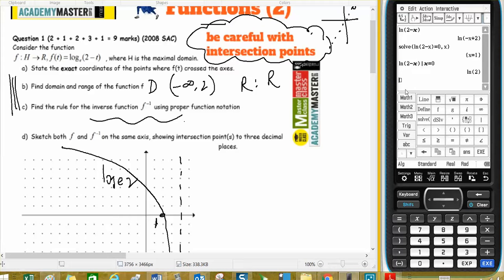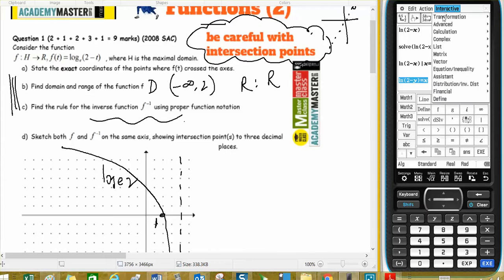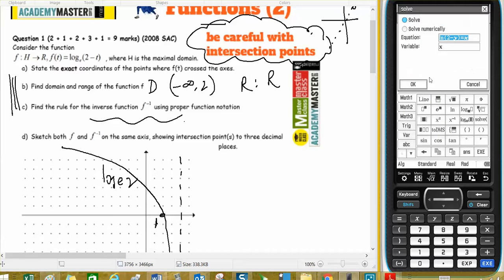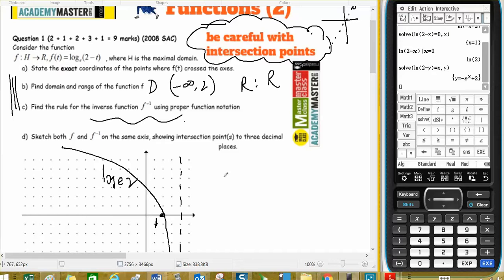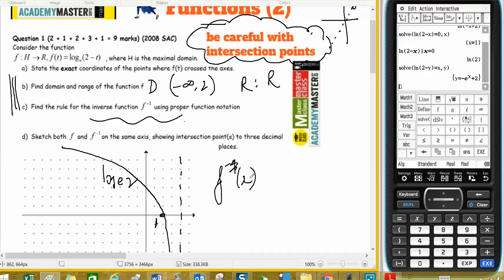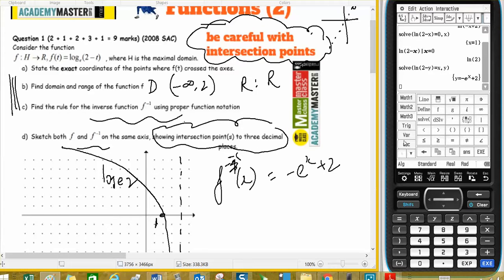Okay, so I'm going to replace the f(x) with a y, and I'm going to make the x equal to that, and then I'm going to solve for y. And it should equal, so the inverse should equal, negative 1 for the inverse, I've got equals minus e to the x plus 2.